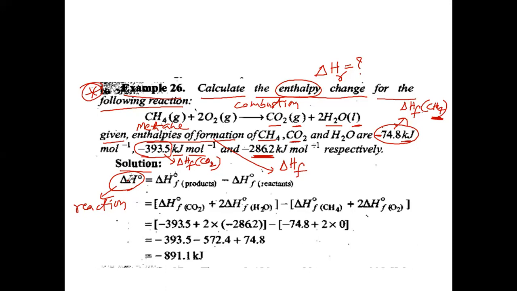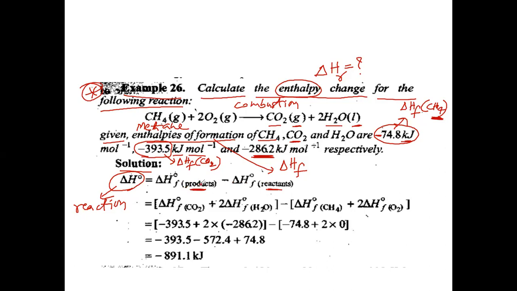So this is the enthalpy change of reaction, and this indicates standard enthalpy change. The standard enthalpy change of reaction is always equal to the standard enthalpy of formation of products minus reactants. So the sum of the enthalpies of formation of all the products minus the sum of the enthalpies of formation of all the reactants. This will give the change in enthalpy of the given reaction.